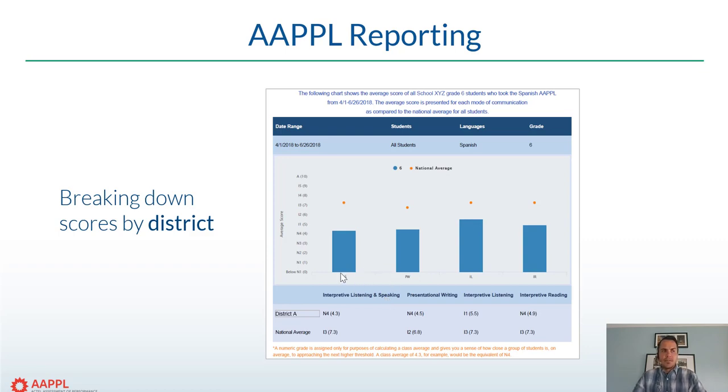Over on the left is the interpersonal listening and speaking section. Next is presentational writing, then interpretive listening, then interpretive reading. So again, I'm able to see all of my students averaged together here. Those orange dots are the national average with those same filters applied, right? So of the tens of thousands, hundreds of thousands of students who are taking the AAPPL throughout the nation and internationally, I'm able to apply those same filters, Spanish, sixth graders, and compare my students to them. Just for knowledge sake, just to see how my students are stacking up against those national averages. Pretty nice to see.